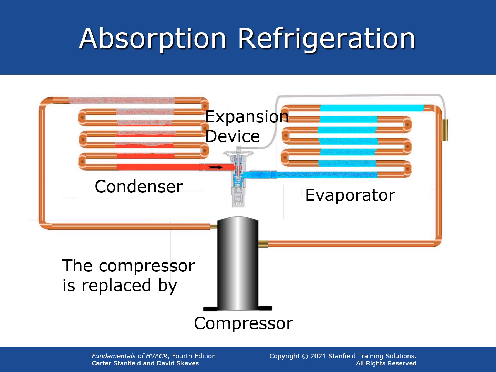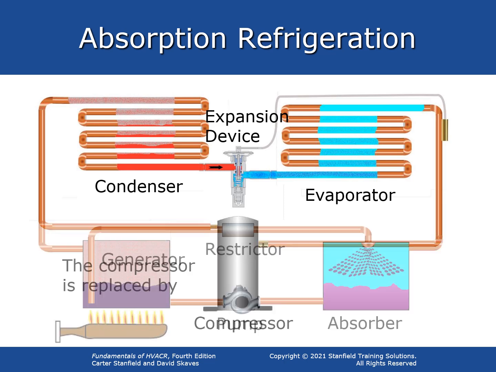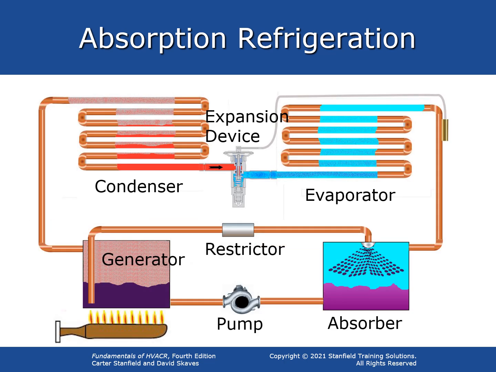The transfer of heat is essentially the same in the absorption system as in the traditional mechanical compression cycle. Heat is absorbed in the evaporator under a low pressure and rejected in the condenser under a high pressure. However, the absorption system replaces the compressor with a generator to create the high side pressure and an absorber to create the low side pressure and a solution pump to move the solution from the low side to the high side.